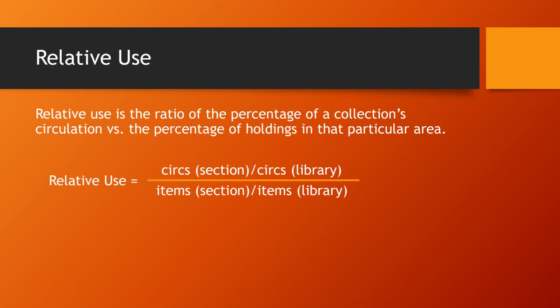30% of circulation. If relative use is greater than 1, it indicates that circulation is higher than holdings and we should consider increasing the size of the collection. If relative use is less than one, it indicates that circulation is lower than holdings and we should consider weeding the collection or promoting it to encourage better circulation. When the number is exactly one, that tells me that we are adequately adding to and withdrawing from the collection.